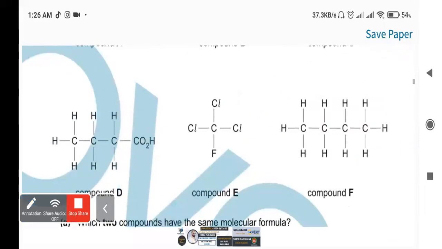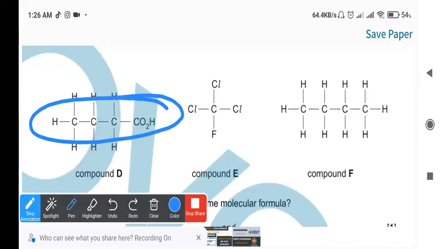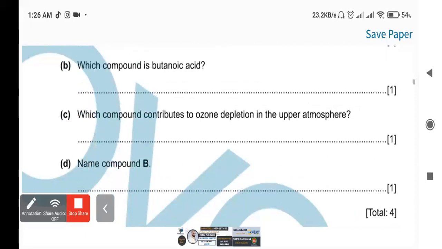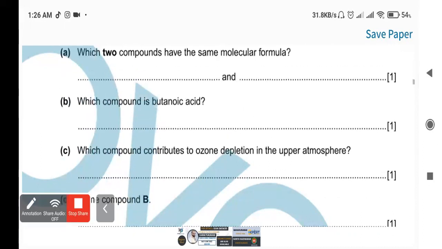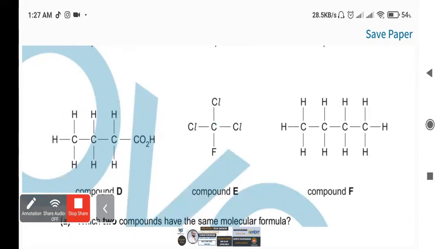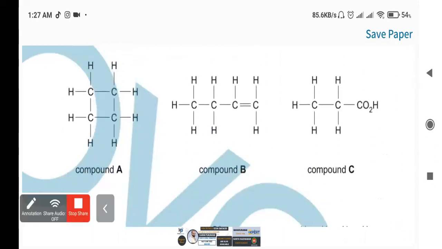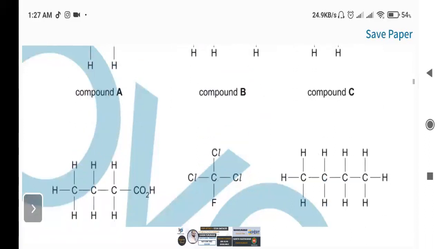Which compound is butanoic acid? It's a carboxylic acid with 4 carbon atoms, so obviously it's this one because there are 4 carbon atoms. Which compound contributes to ozone layer depletion? Ozone layer depletion is carried out by compounds which have chlorine inside them. So which compound? It's this compound, because it has chlorine inside it. Okay, name compound B. It's an alkene with 4 carbon atoms, so it's butene.